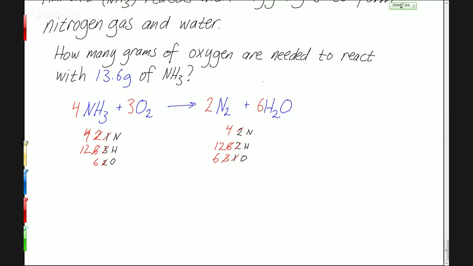So before we talked about how we would measure moles. If it said 13.6 moles of NH3, we would say 13.6 moles times that molar ratio of 3 to 4, and then get our answer for the moles. But now we don't have moles, we have grams, and we're asked for grams of oxygen. So what do we need to do beyond what we did before? How are we going to be able to get from grams to moles?